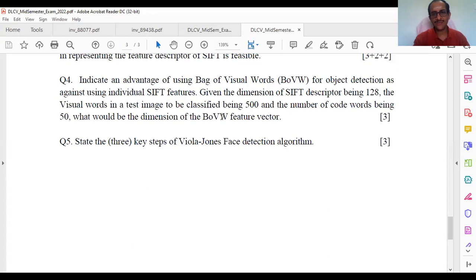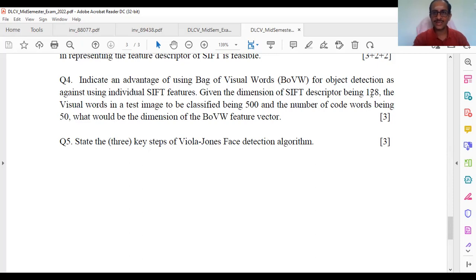The reason is, what is a bag of visual word vector? We represent the feature points in any of the images. Through SIFT, what we establish is the correspondence, to find out to which code vector a visual word belongs. That's what we see using the SIFT descriptor. We have 500 visual words and 50 code words. So for each of them, we see which code vector it goes to. How to see that is using the SIFT descriptor.